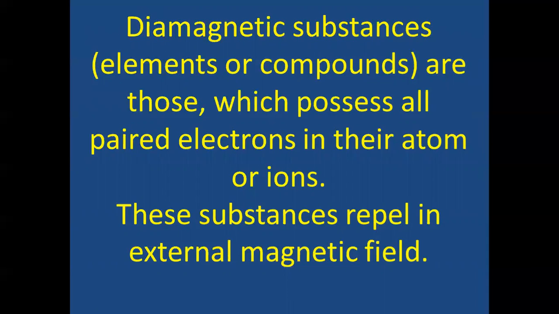Or in short, a substance having all paired electrons is called a diamagnetic substance or diamagnetic ion or diamagnetic atom. Now, second thing is the resultant magnetic moment is zero. Third is that this type of substances are repelled in an external magnetic field. Whenever they are put under an external magnetic field, means they are brought nearer to a magnet, they will repel.